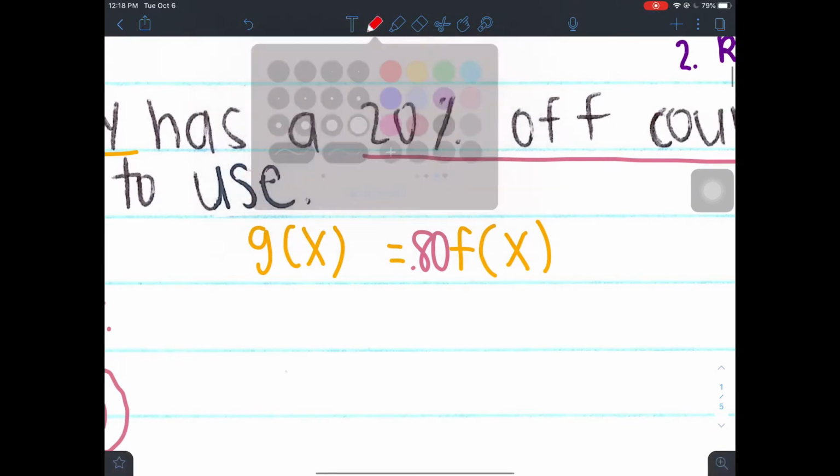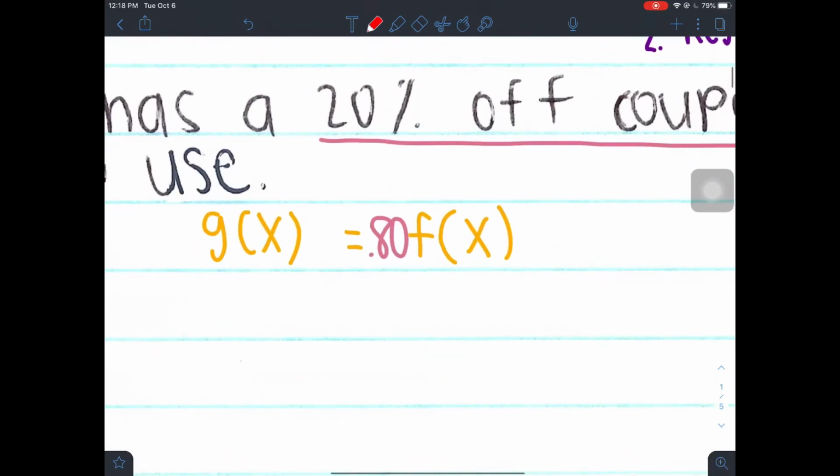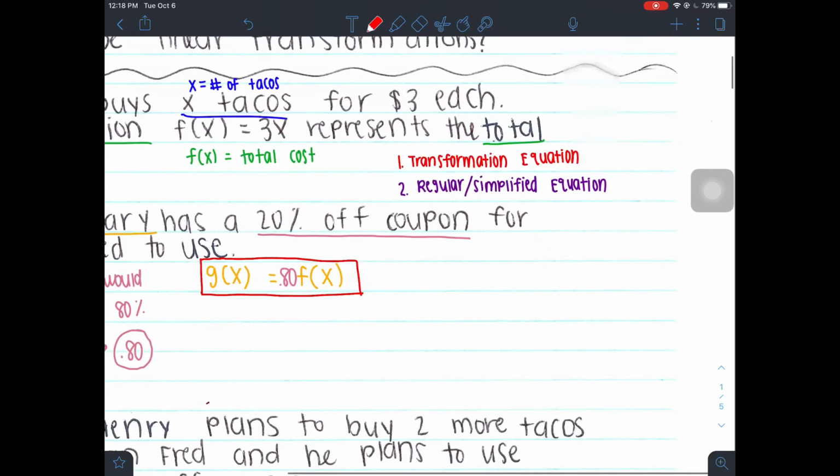All right, so that's our transformation equation. So the only thing that Gary had for us was a 20% off coupon, so this is the only thing that's happening in part A. All right, so this is our first part, the transformation equation.